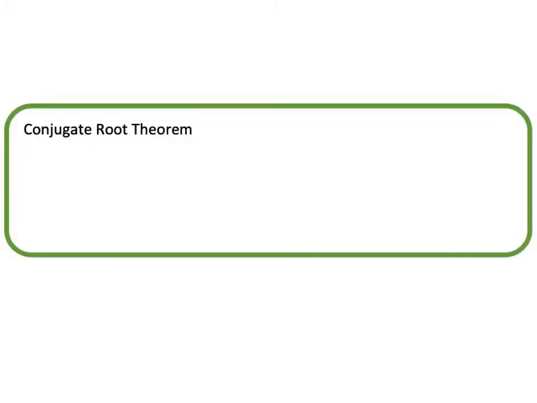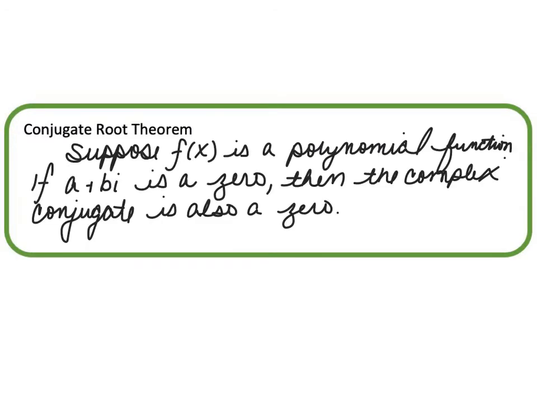So interestingly, this leads us to something known as the conjugate root theorem. And this is probably rather intuitive. So suppose f of x is a polynomial function. If a plus bi is a 0, well, then we've kind of noticed that its conjugate, a minus bi, is also a 0. So what we're stating is they come in pairs.